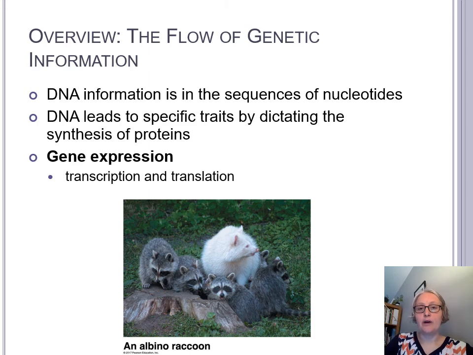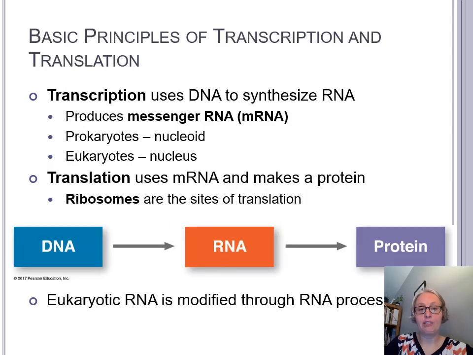Just to remind ourselves about how genetic information works, DNA information is in the sequence of nucleotides. So it means something to a cell when the DNA says AAG versus AAT or AAC. So that sequence of nucleotides is information. DNA leads to specific traits by dictating the synthesis of proteins. This is called gene expression, and gene expression, as we talked about way back in the very first week of school, is described as both transcription and translation, which is what this chapter wants to look at.